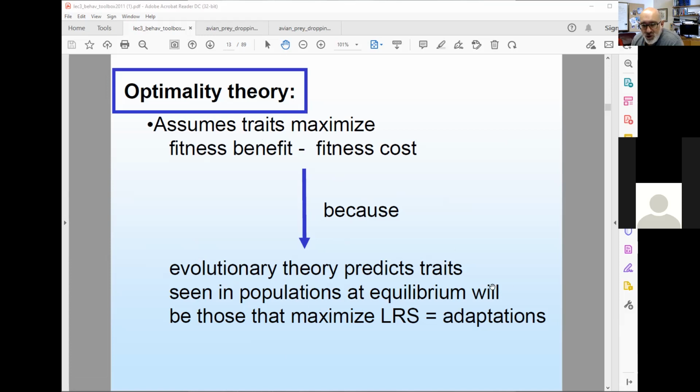And this is because evolutionary theory predicts that traits seen in populations at equilibrium will be those that maximize lifetime reproductive success. All right, so we make this underlying assumption that animals behave optimally. Now, that's not always the case, and I'll explain some examples of why, but we assume that populations are at what we call an evolutionary equilibrium, and that individuals in that population are maximizing their net fitness when they behave.